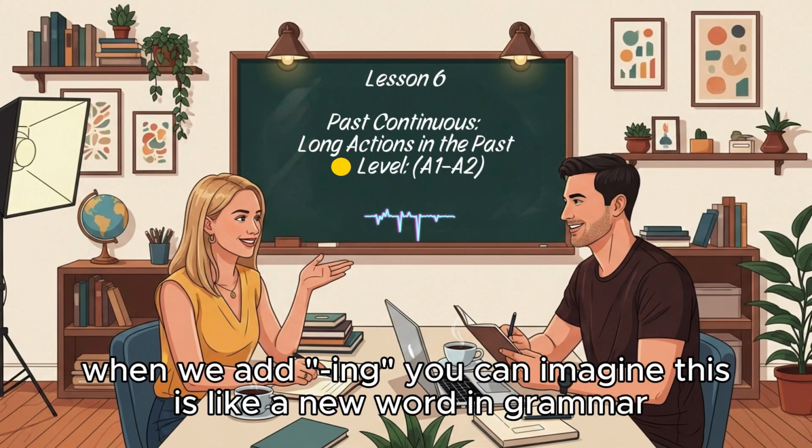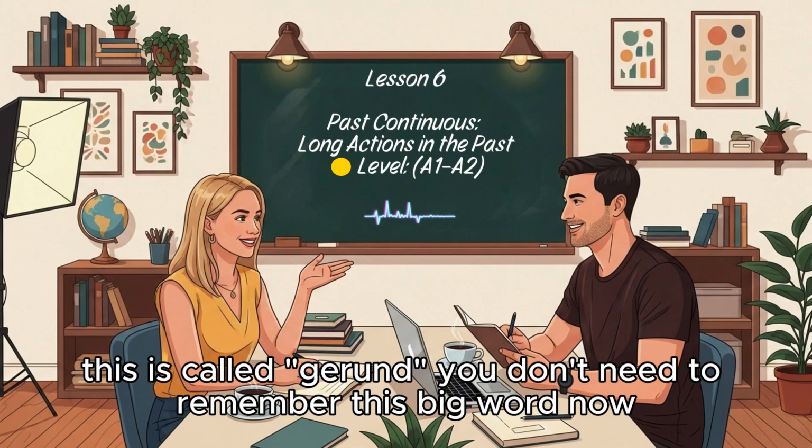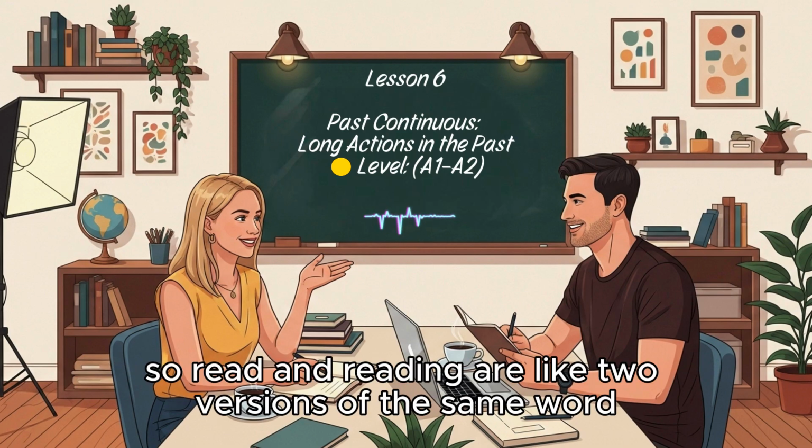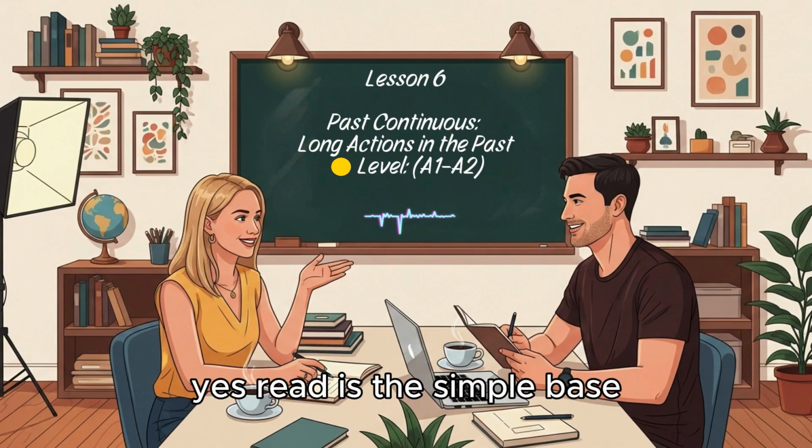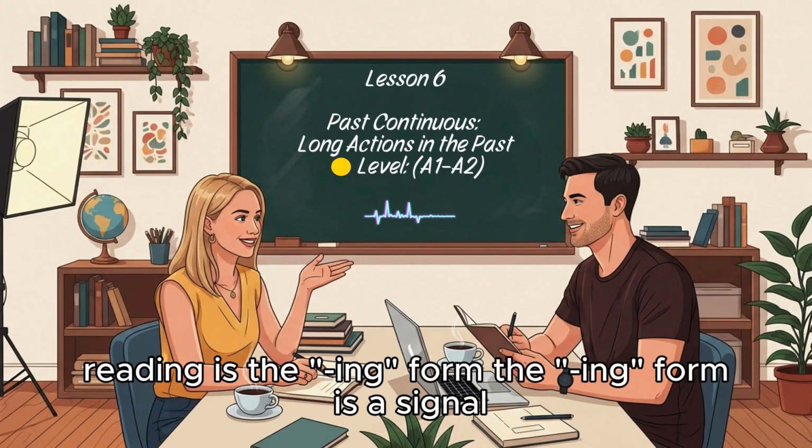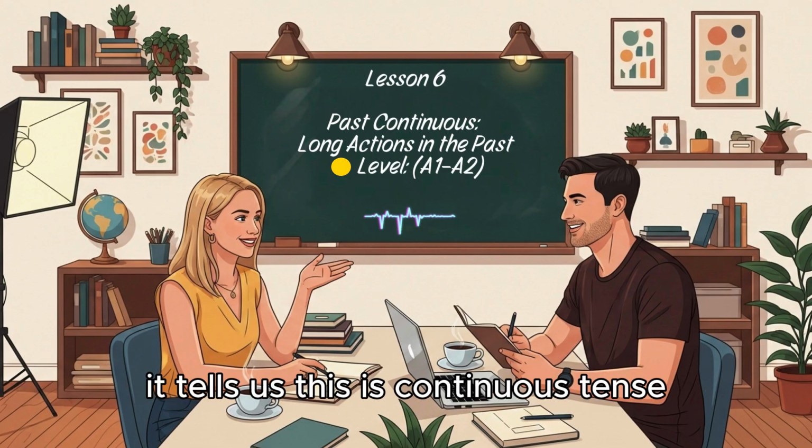When we add ing, you can imagine this is like a new word. In grammar, this is called a gerund. You don't need to remember this big word now. So read and reading are like two versions of the same word. Yes, read is the simple base. Reading is the ing form. The ing form is a signal. It tells us this is continuous tense.